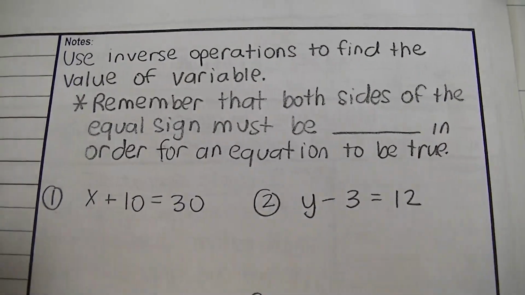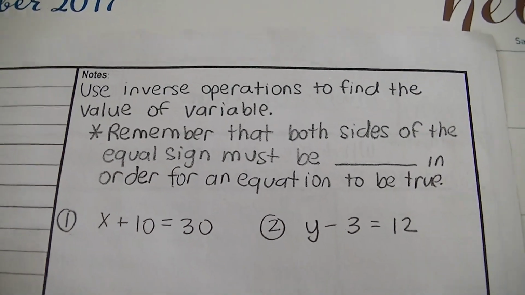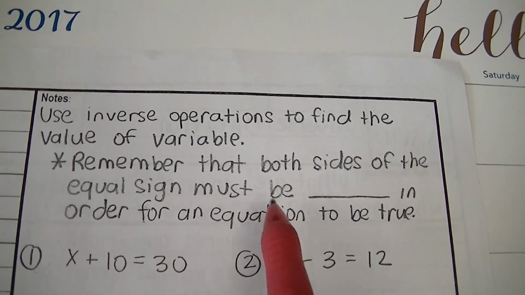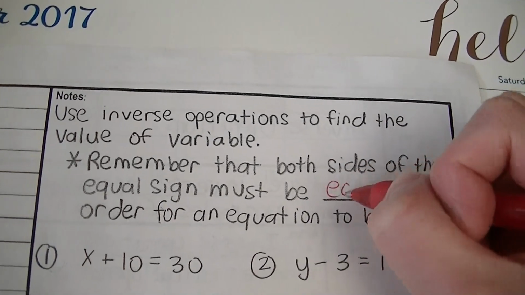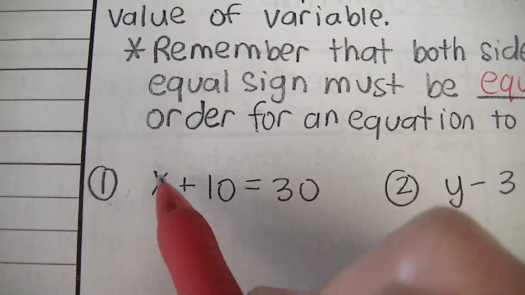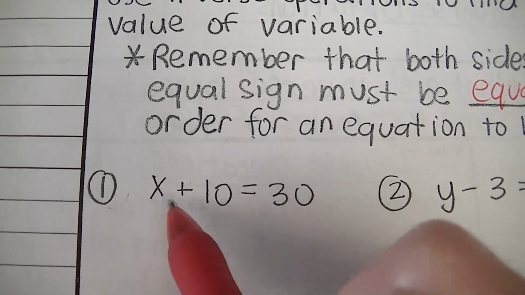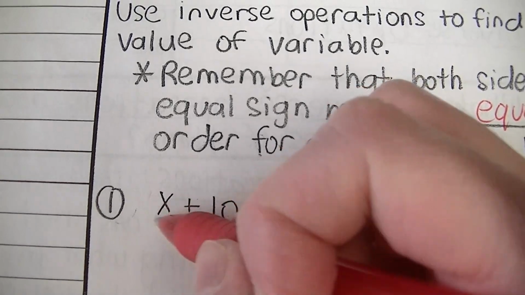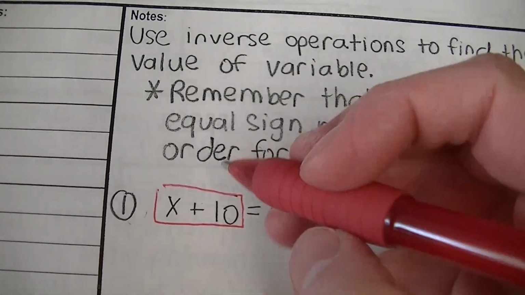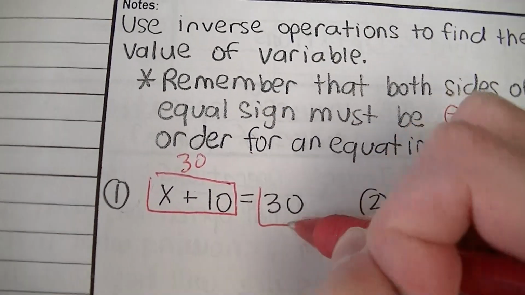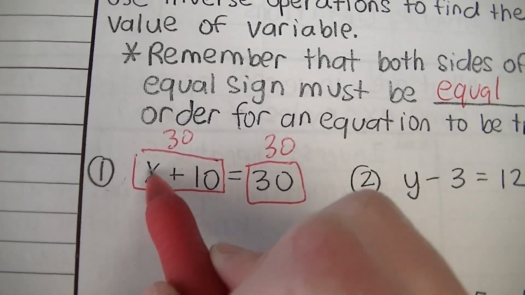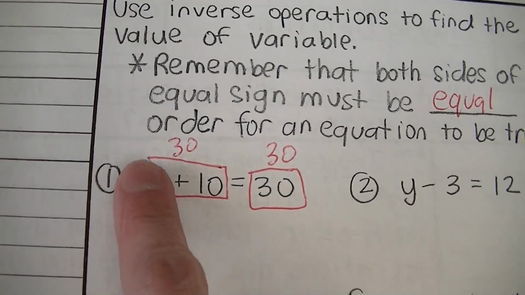Use inverse operations to find the value of the variable. Remember that both sides of the equal sign must be equal in order for an equation to be true. So here's what I mean by that. There's an unknown number right here because it's a variable, and we have to add 10 to it. Once you add 10 to this unknown number, this whole thing has to equal 30. Because this side has to equal 30. So your job when you're solving equations is to figure out what that unknown number is, for when you substitute it in, it's got to equal 30.